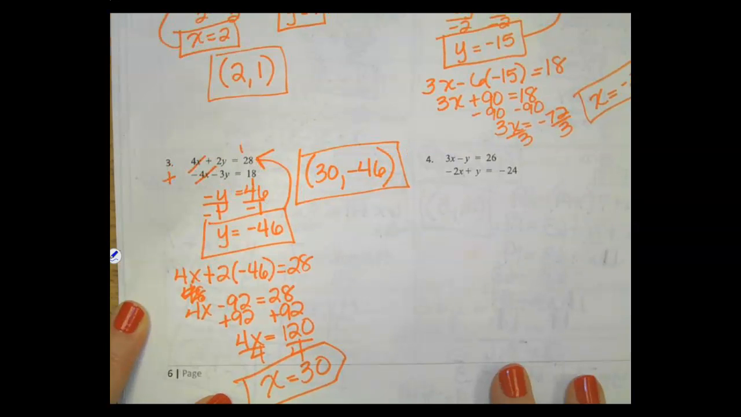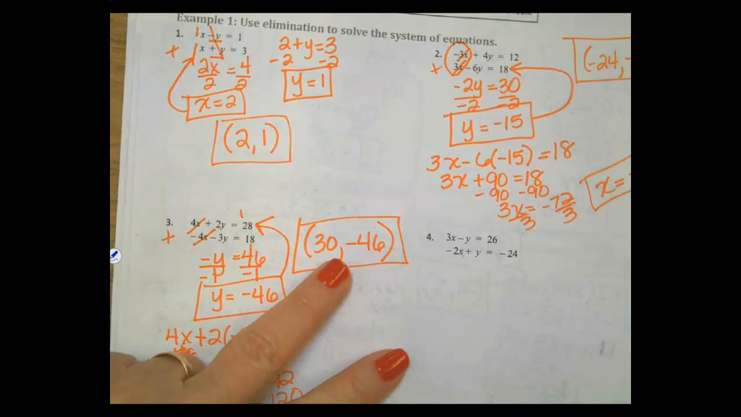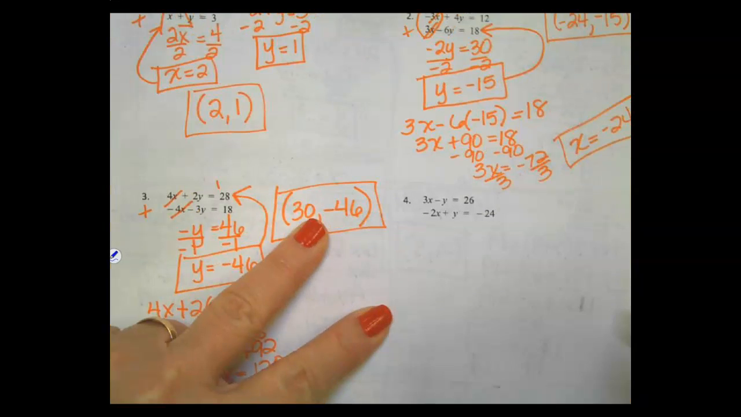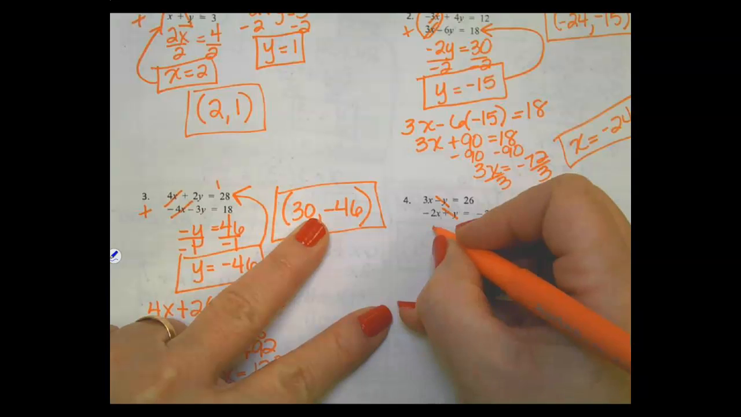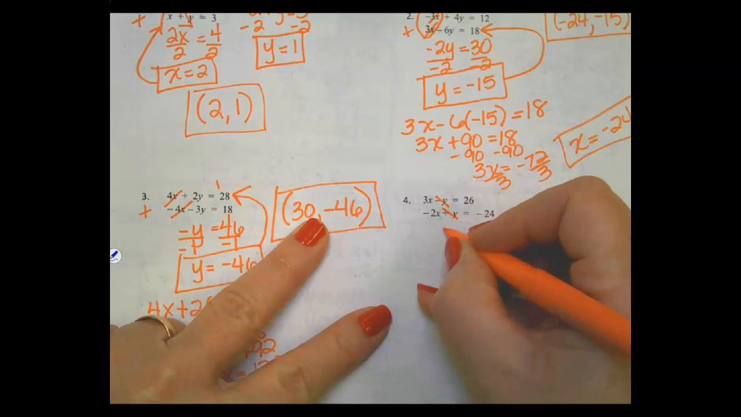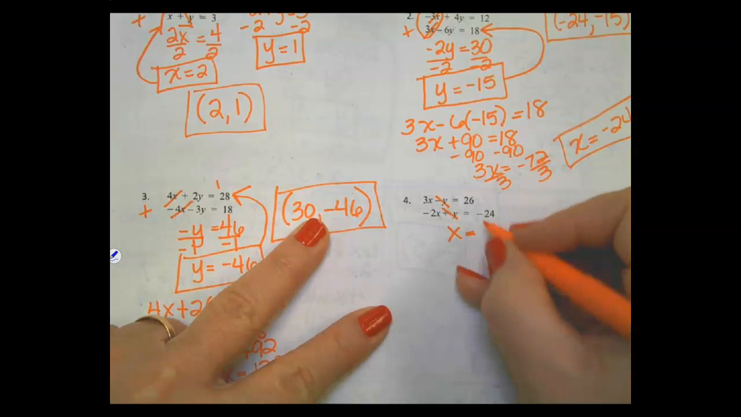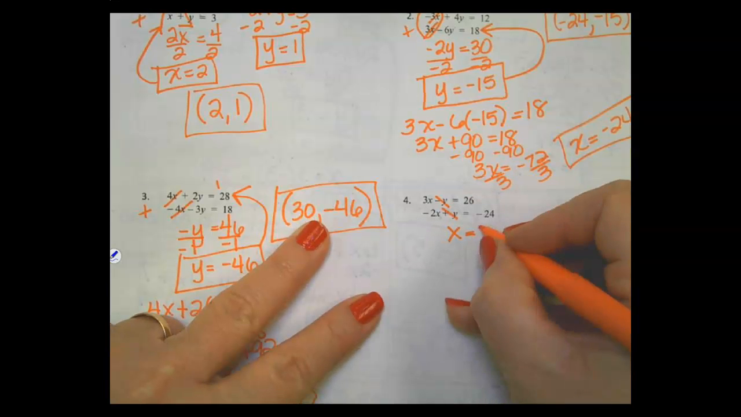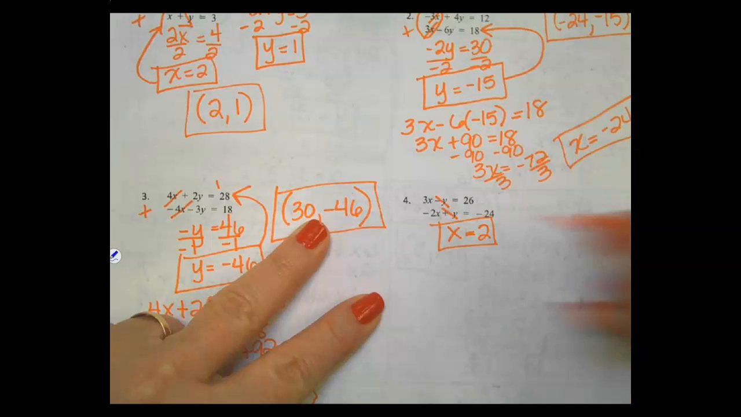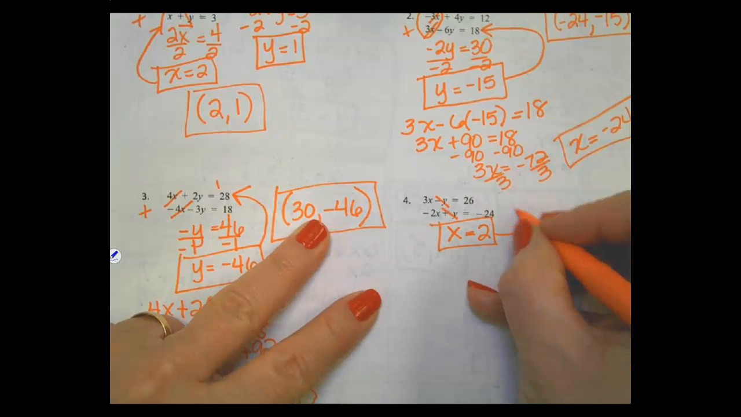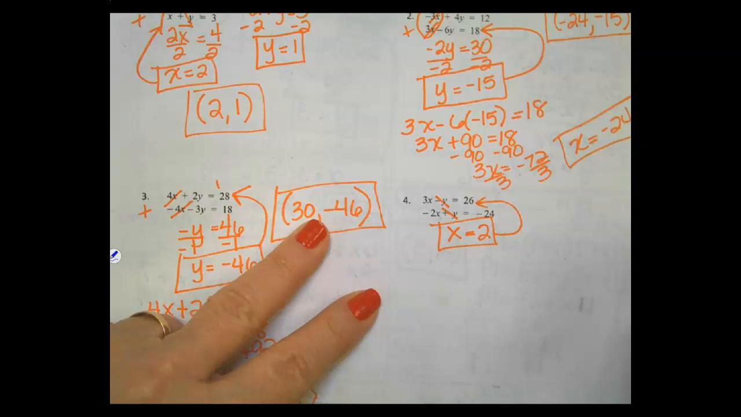Okay, let's try this last one. This last one, the y's cancel out, right? So if I combine these two, I end up with x, right? 3x minus 2x gives me 1x. And then when I combine these two, 26 take away 24 is 2. So that one was super easy. So I need to plug it back into one of these. I don't think it's going to matter.